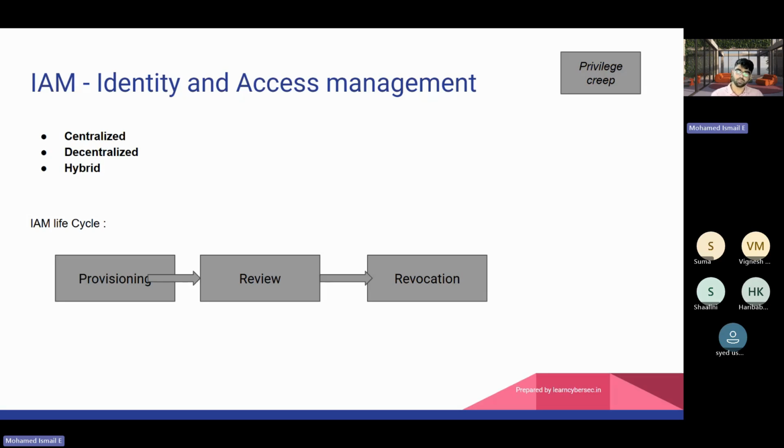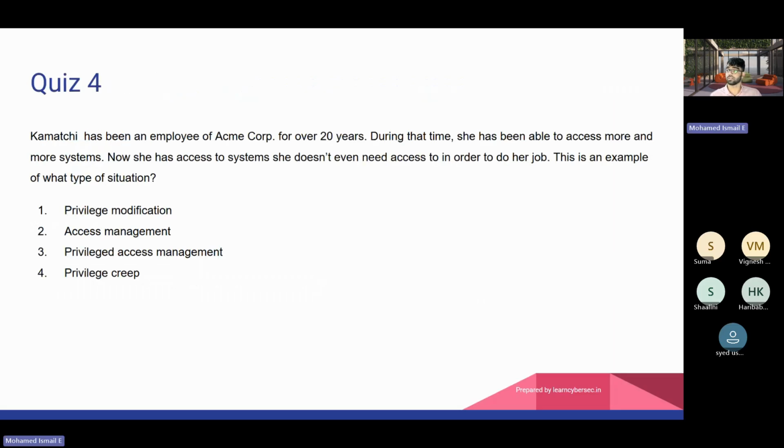Whenever there is an internal promotion, whenever there is an internal movement of an employee, the privilege creep shouldn't happen. Respective privileges should be revoked. The new privileges, or set of new permissions, should be granted based on the current role of the employee. Hope that is clear.